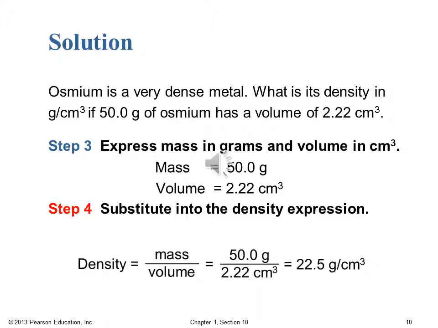That means we can move on to step 4, substitute those values into the density expression, the mass in the numerator, the volume in the denominator, and we arrive at a final answer of 22.5 grams per cubic centimeter. Notice it's 3 sig figs because we had 3 sig figs in our mass and volume given in the initial problem. Okay, so that was your best answer choice. So B was the correct answer choice here, and hopefully that's the one you selected.